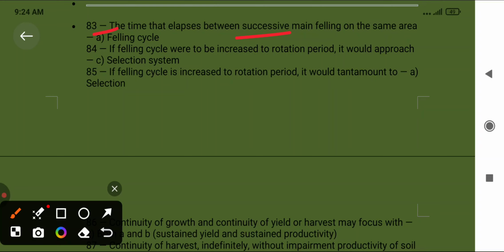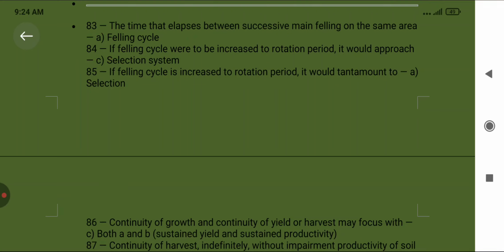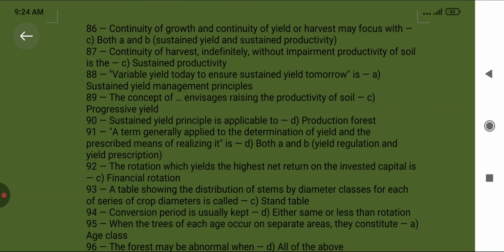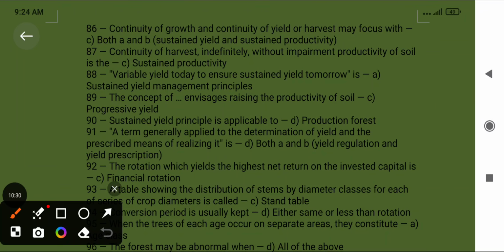If the felling cycle were increased to the rotation period, it would approach a selection system. Continuity of growth and continuity of yield are harvest may focus with both, sustained yield and sustained productivity.